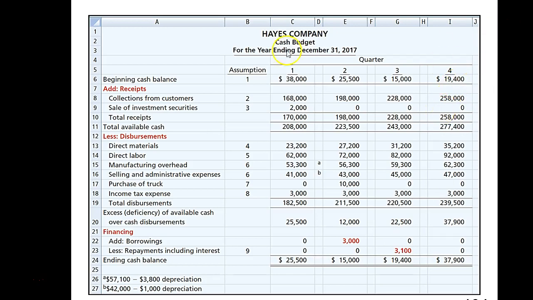And once again, we're going to show the cash receipts to get total cash available. We take a look at our cash disbursements to get our excess of $37,900. That is the amount of cash we expect to have available at the end of the accounting period.